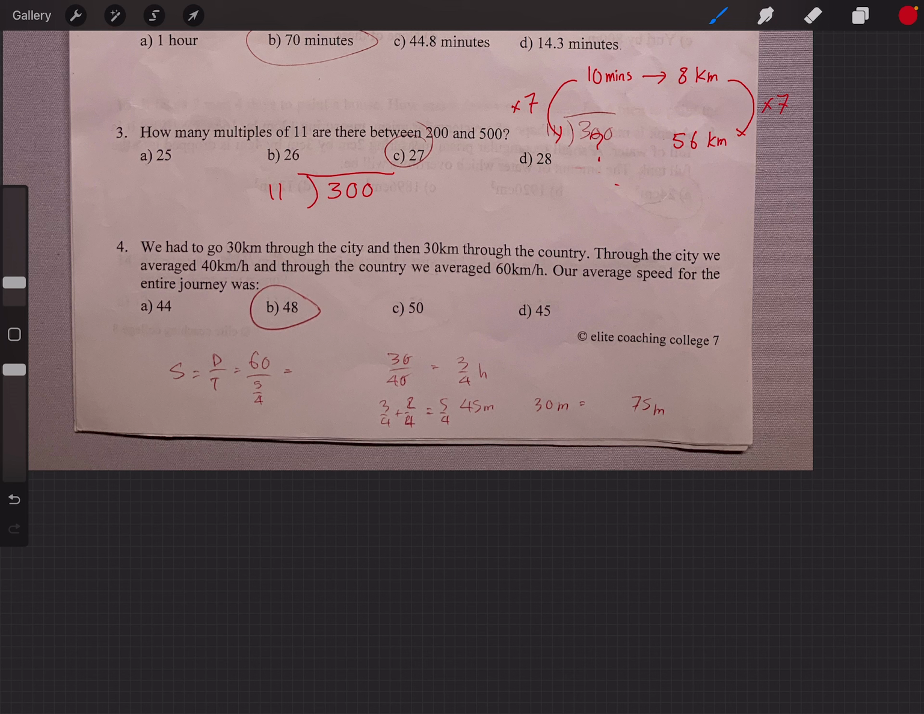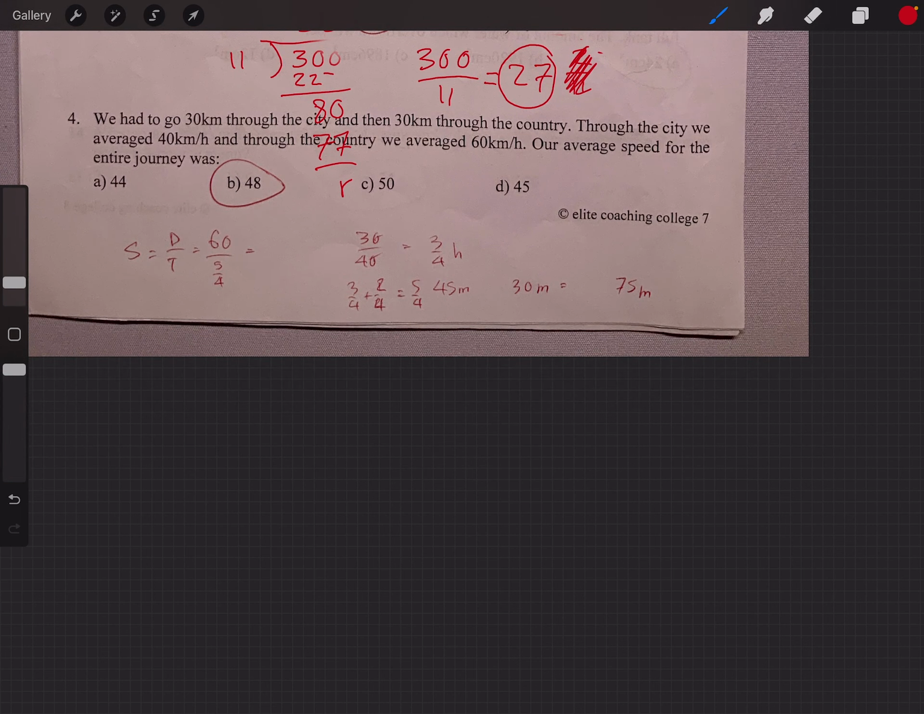Okay, so 30 divided by 11 would be 2. 2 times 11 is 22. Subtract, and you will get 8. 80 divided by 11 will be 7. So there should be 27 numbers. Now, it will be 77, remainder of 2. So we just choose 27. We can't have 2 11s. So if you do 300 divided by 11, you're gonna get 27 and 2 over 11. So you're gonna get 27 whole multiples. We don't care about the remainder. So the answer should be 27.